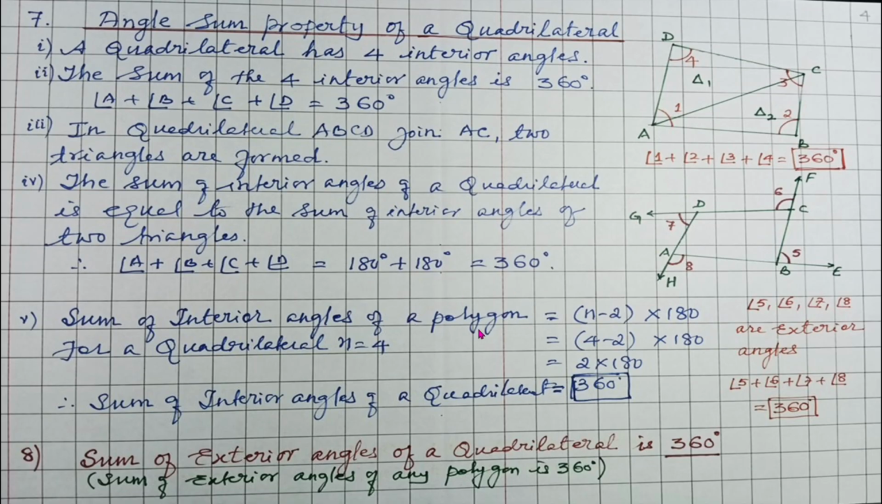Now the sum of the interior angles of a polygon, we have the formula, that is (n minus 2) times 180.